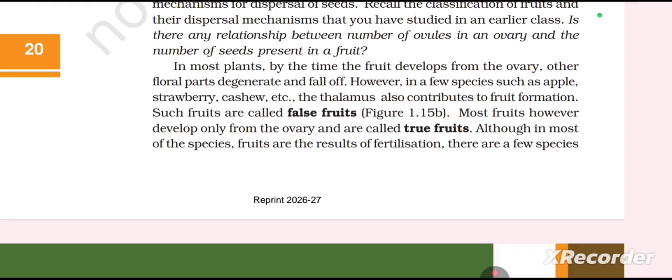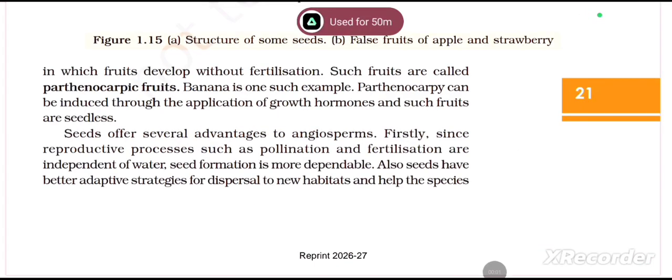There are few species in which fruits develop without fertilization. Such fruits are called parthenocarpic fruits. Banana is one such example. Parthenocarpy can be induced through the application of growth hormones, and such fruits are seedless.